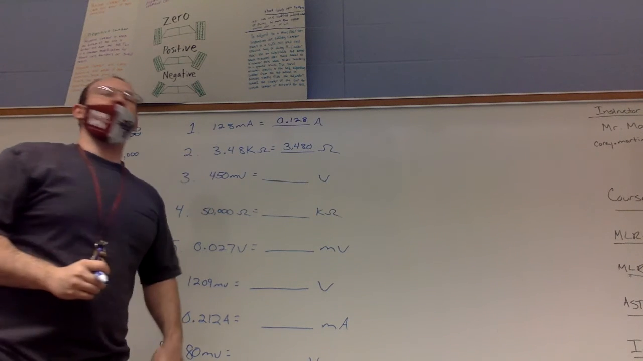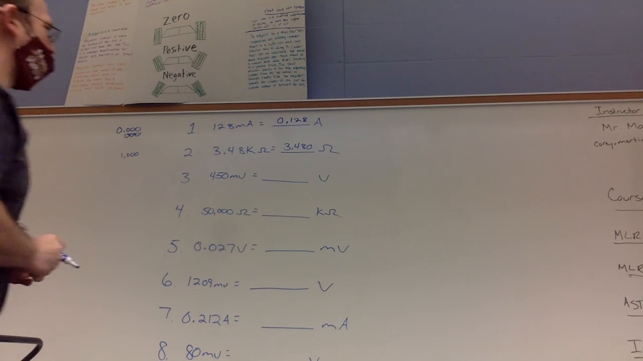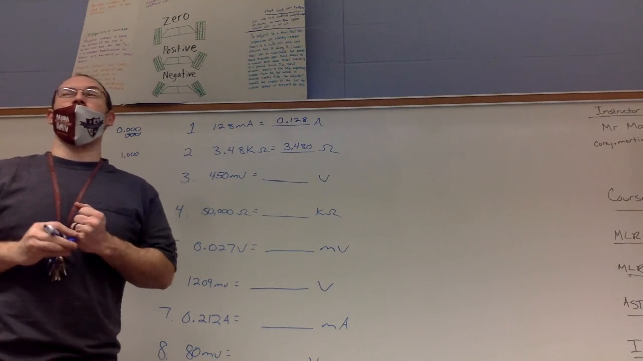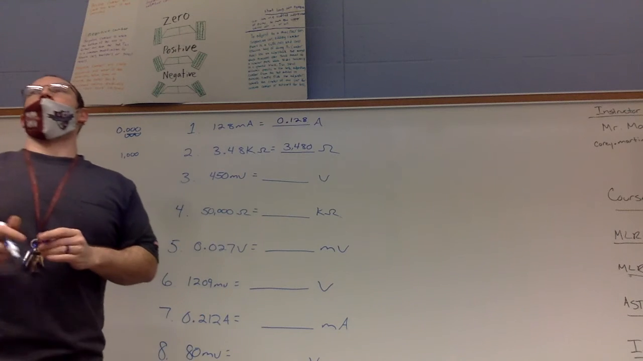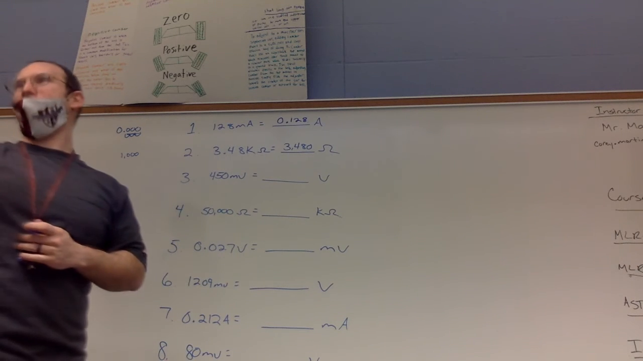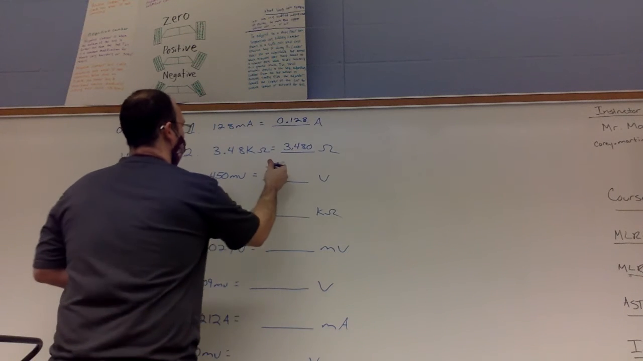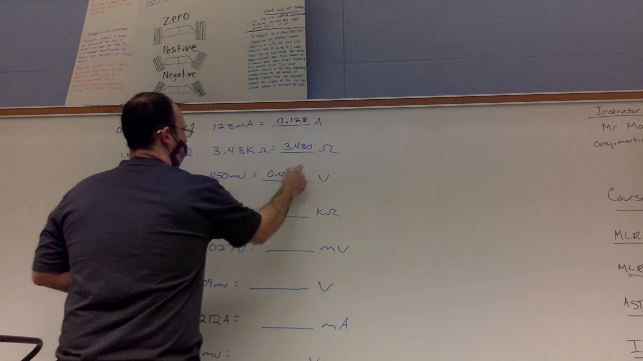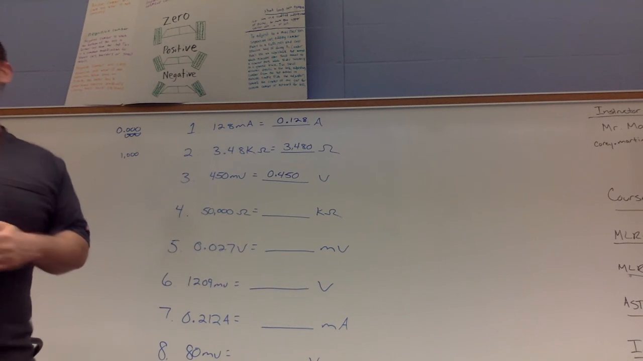Okay, number 3. The letter V, we're talking about volts. And we have the lowercase m. So again, that's milli. So this is going to be the same scenario as the very first one. So we've got this number 450. We're going to move the decimal place back to the left 3 places. So that means that this becomes 0.450 volts. That's almost half of 1 volt, but not quite.